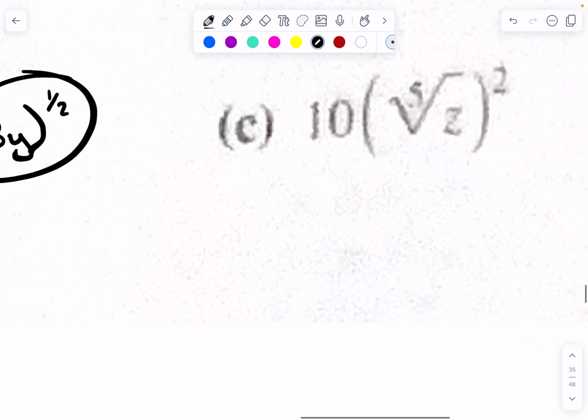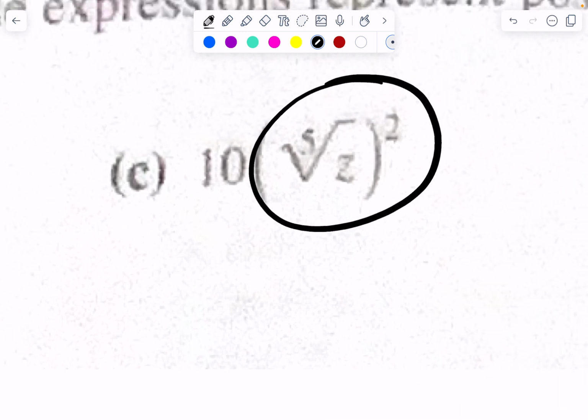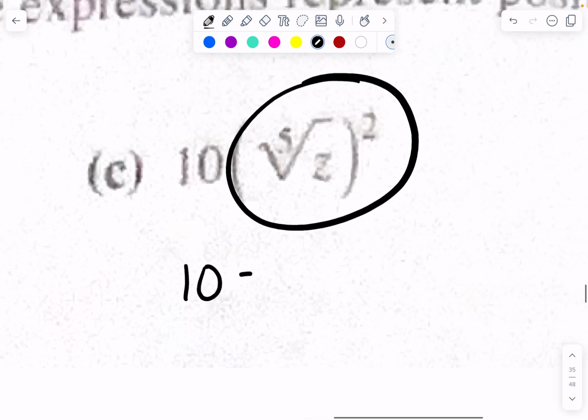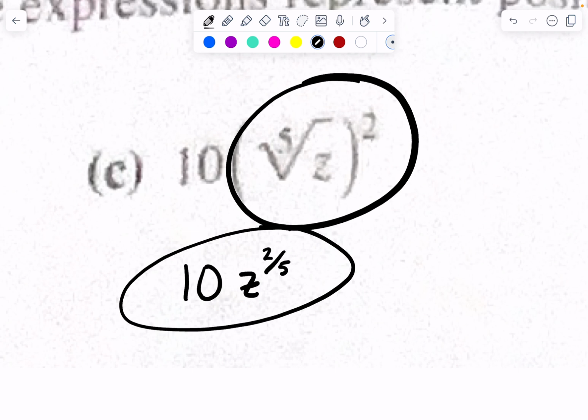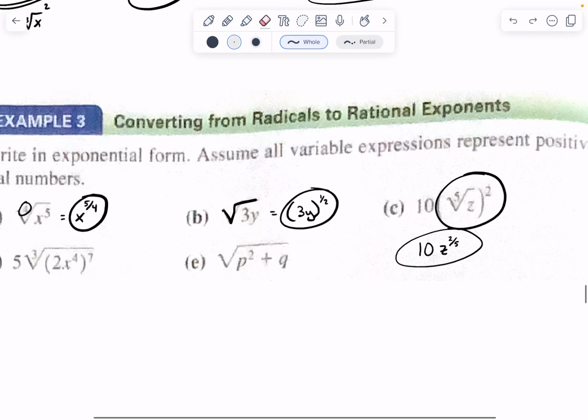Okay. C, the only thing that I have here is the z. The 10's just chilling. So I want that written as an exponent, right? Okay. So this is z to the 2 is my power and 5 is my root. So to the 2/5 power. And it looks like that. Okay. The 10's just chilling out front. It is not also to the 2/5 power. Otherwise, we would write it like this, right? But z is the only thing to the 2/5 power, okay?